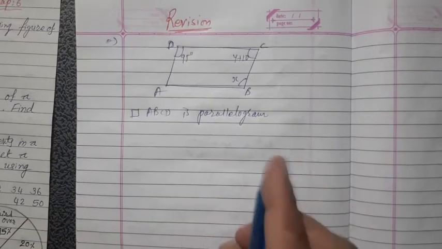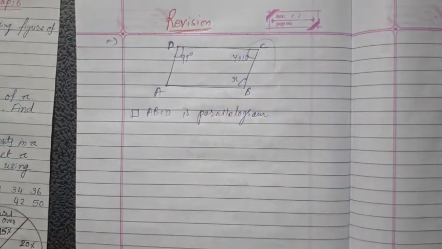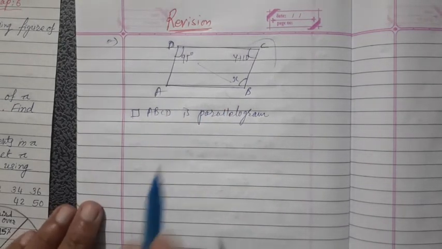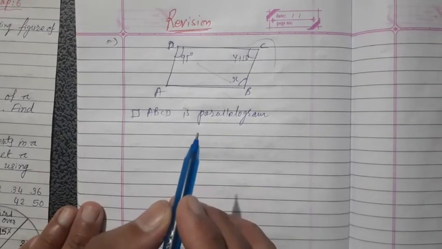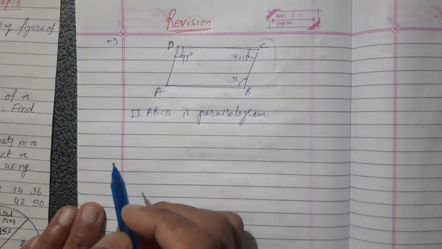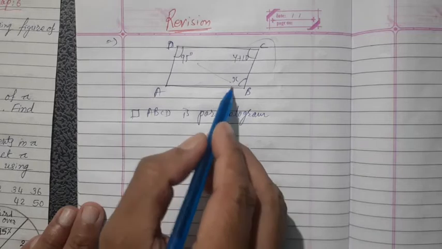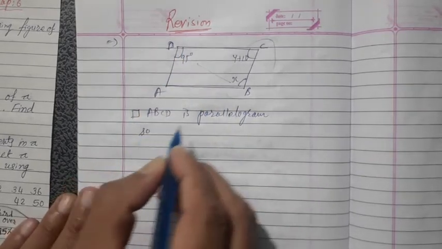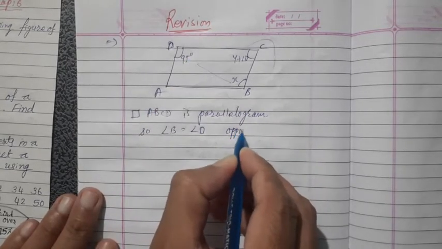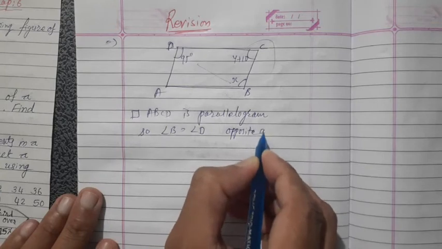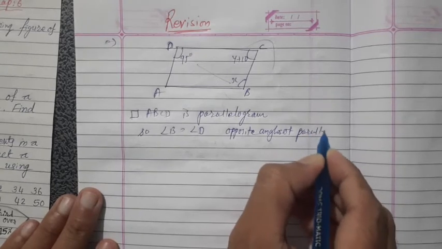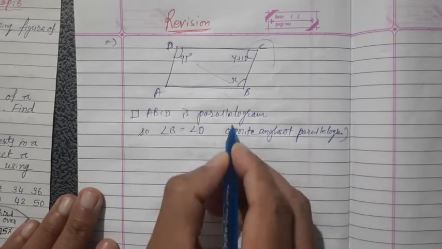So in a parallelogram, two adjacent angles are supplementary and opposite angles are equal. We know that. Two adjacent angles are supplementary. Supplementary means they make 180 degrees, total of that one 180. Now opposite angles are equal. So angle B equal to angle D. Opposite angles of parallelogram. Just write down the reason in brackets.